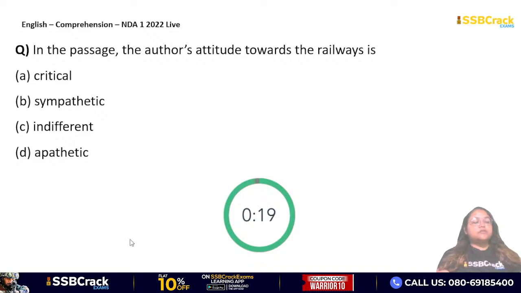Next question. In the passage, the author's attitude towards the railways is, रेलवेज के बारे में उन्होंने ये कहा है कि रेलवेज की वजह से डिस्टिंक्शंस आई है और अभी ये रेलवेज की वजह से डिस्टिंक्शंस खत्म होने वाली है. तो किस तरह का एटीट्यूड दिखाई दे रहा है उनका? क्रिटिकल, सिंपैथेटिक, इनडिफरेंट, अपैथेटिक. When you are sympathetic, you're feeling sad with that thing. If you're indifferent, you are not cared about it at all. And apathetic is also same in being indifferent. So what will be the answer?